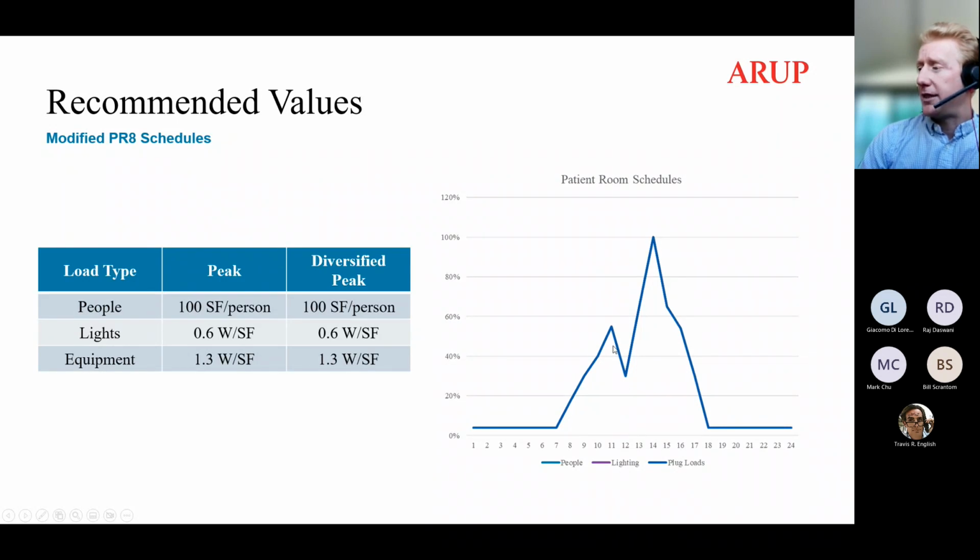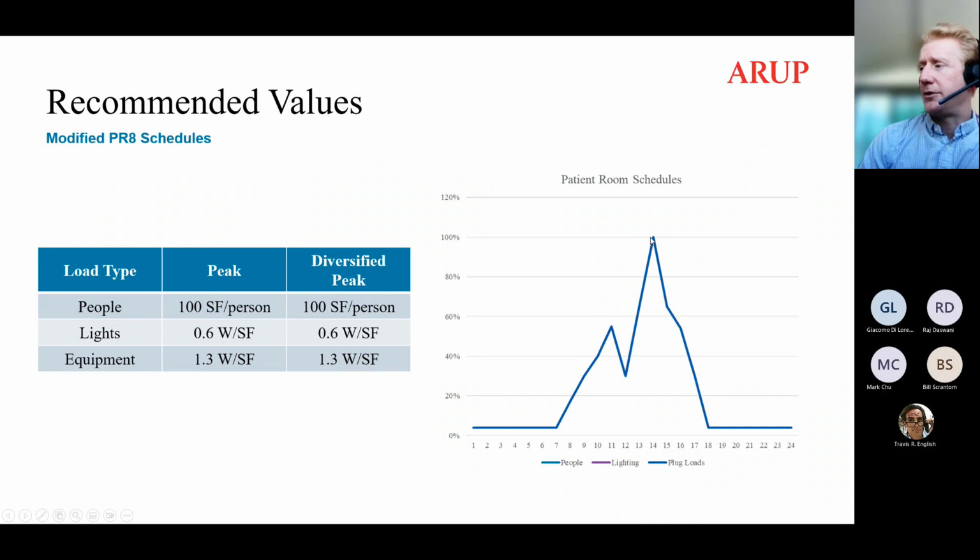The schedule looks like that on the right, so it's a little bit less of a steep peak in the morning and the evening than in the original ones extracted from San Leandro. We assume 100 square feet per person, so almost 3 people per patient room at peak, lighting values of 0.6 watts per square foot and equipment of 1.3 watts per square foot.